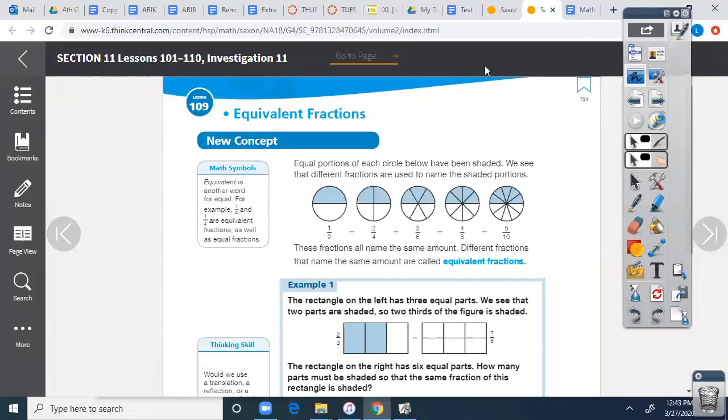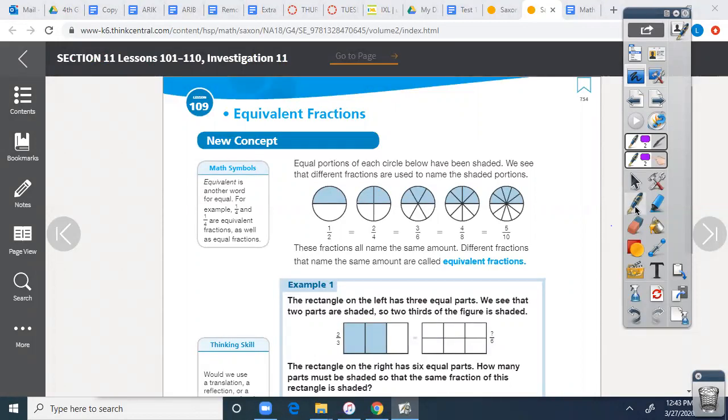If I have two equivalent fractions, that means they equal the same. So let's look at these examples right here. We've got all of these circles. We have 1/2 and 2/4 and 3/6. Okay, all of those equal the same.